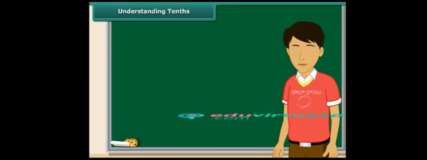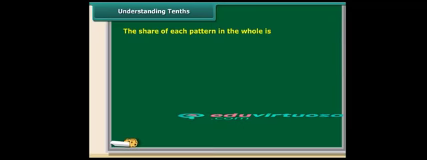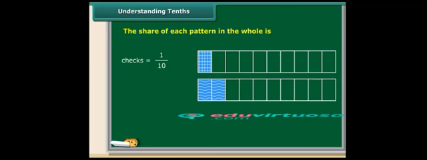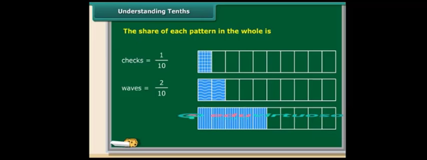Let us understand the concept of decimal using fractions with denominator 10. Consider the fraction bars. In the first bar, only 1 out of the 10 blocks has checks. In the second bar, only 2 out of the 10 blocks have waves. Similarly, in the third bar, 5 out of the 10 blocks have stripes.